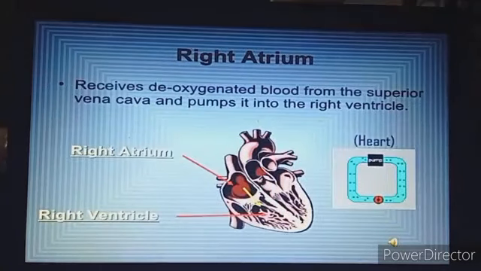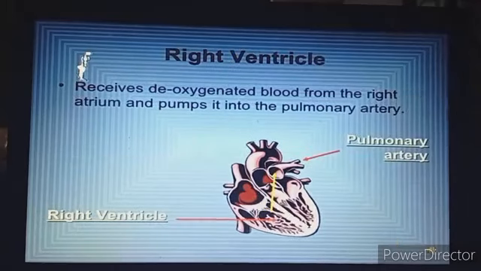So, the right atrium receives the deoxygenated blood from the superior vena cava and inferior vena cava and pumps this deoxygenated blood into the right ventricle. The right ventricle receives this deoxygenated blood from the right atrium, and thereafter, this deoxygenated blood is pumped into the pulmonary artery so that it can be carried to the lungs.